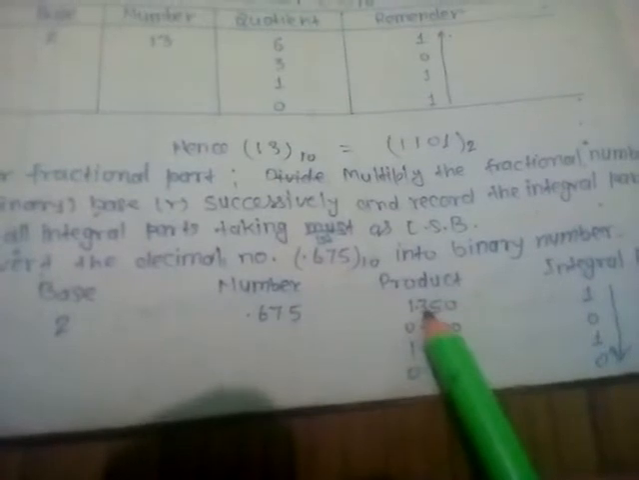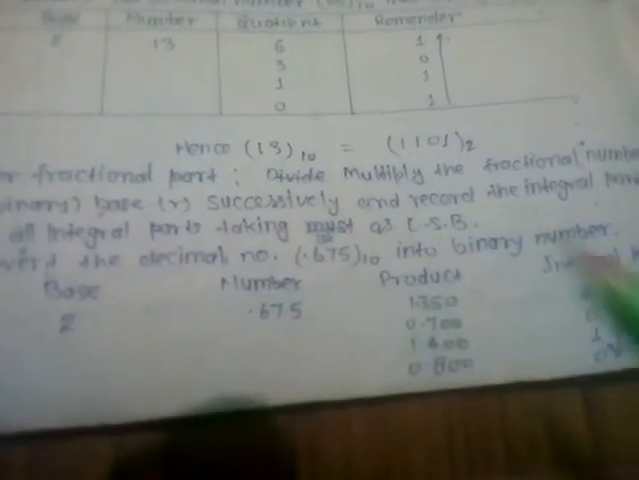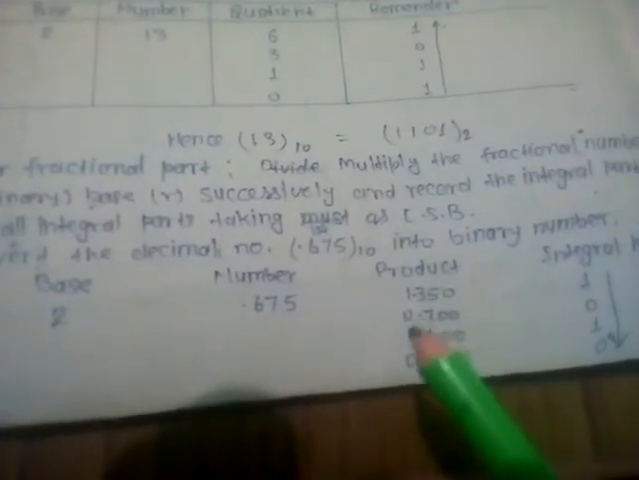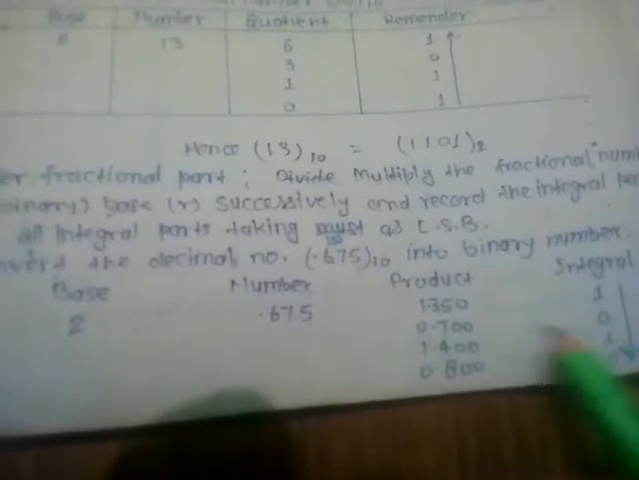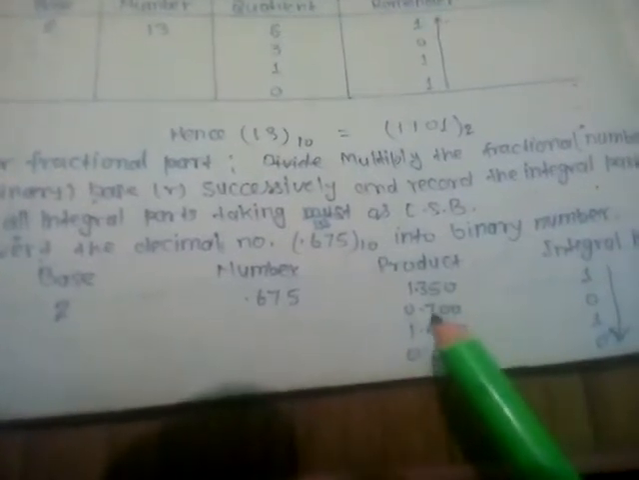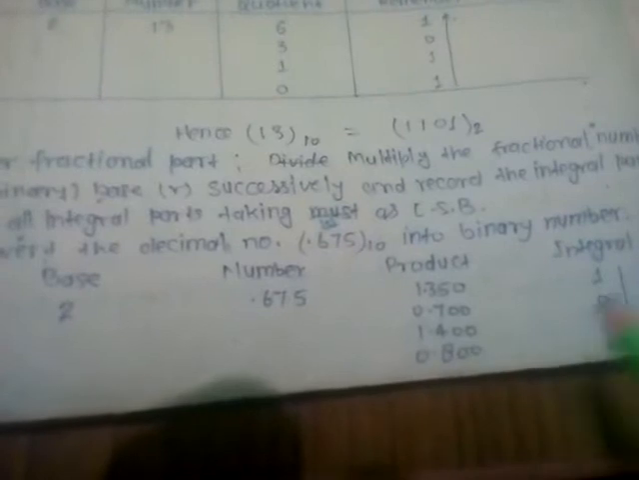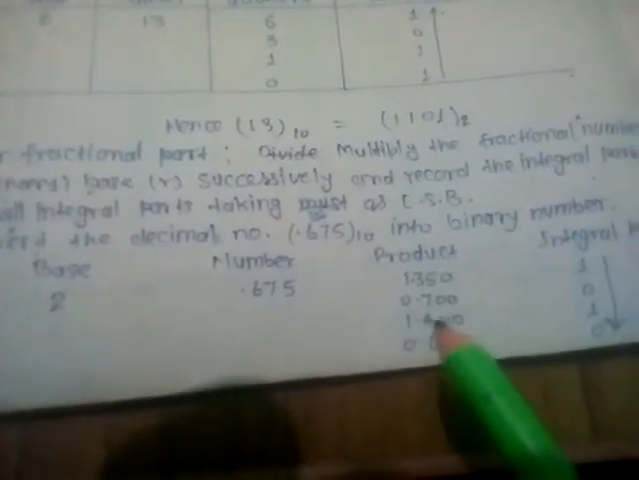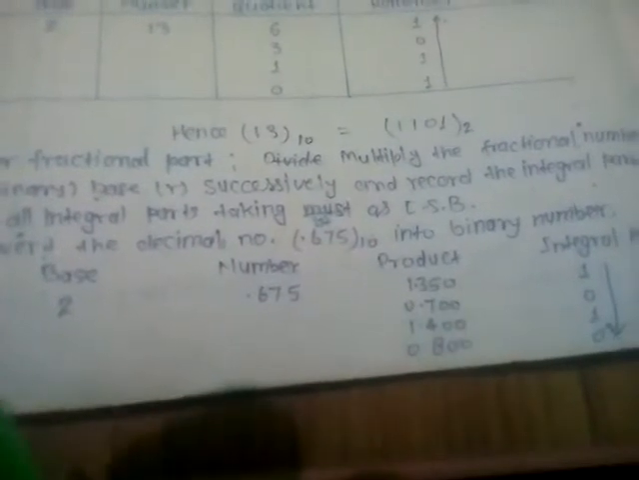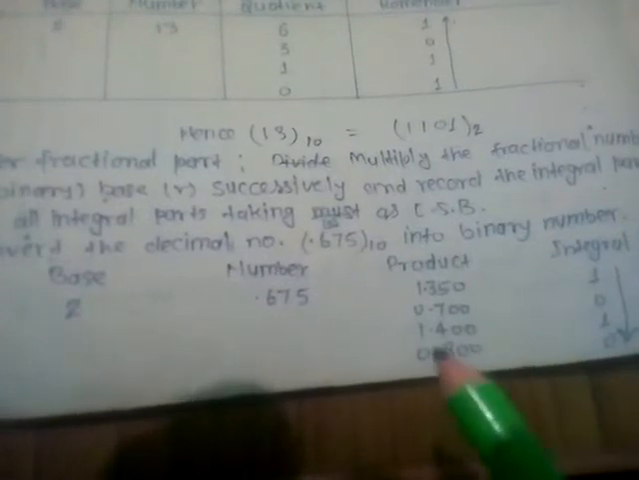Again the fractional part 0.350, we will multiply this by base 2 and the whole product is 0.700. Here integral part is 0, so we will write 0 here. Again the number is 0.700 and this would be multiplied by this base 2, and the whole product is 1.400. The integral part is this 1 written here. Again we will multiply 0.400 by 2 and the whole product is 0.800. Here the integral part is 0.